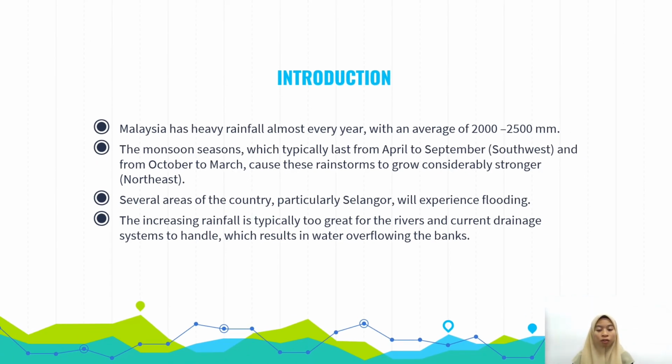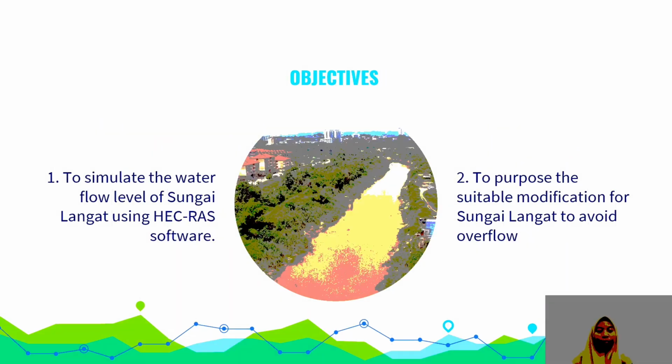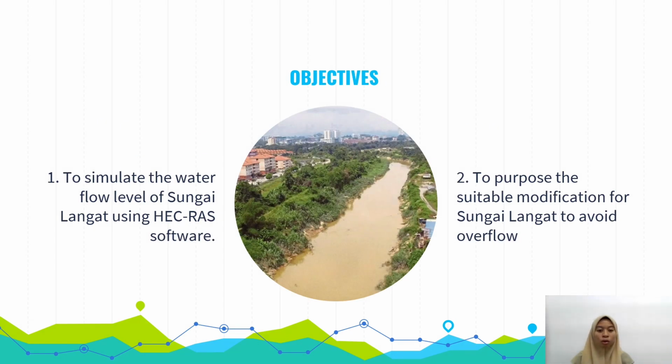Malaysia has heavy rainfall almost every year, with an average of 2000 to 2500 mm. The monsoon seasons, which typically last from April to September and from October to March, cause these rainstorms to grow considerably stronger. Several areas of the country, particularly Selangor, will experience flooding. The increasing rainfall is typically too great for the rivers and current drainage system to handle, which results in water overflowing the bank. In this project, there are two objectives.